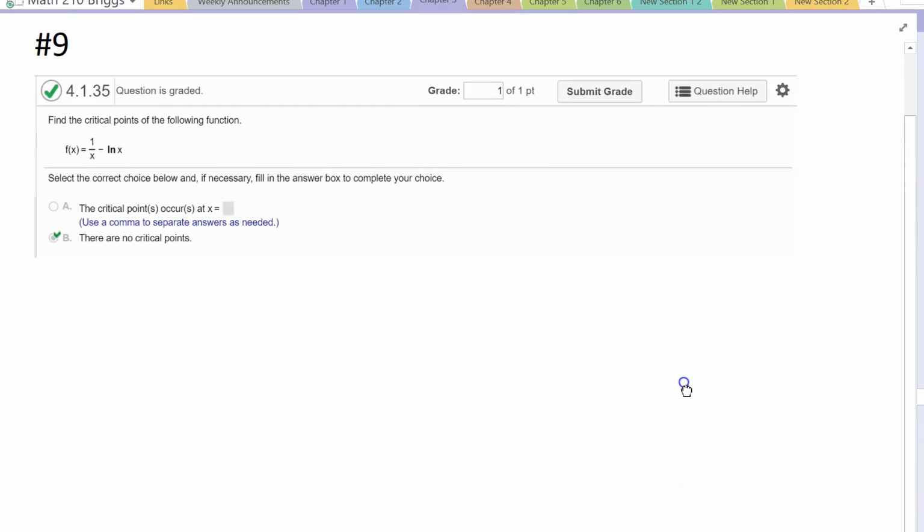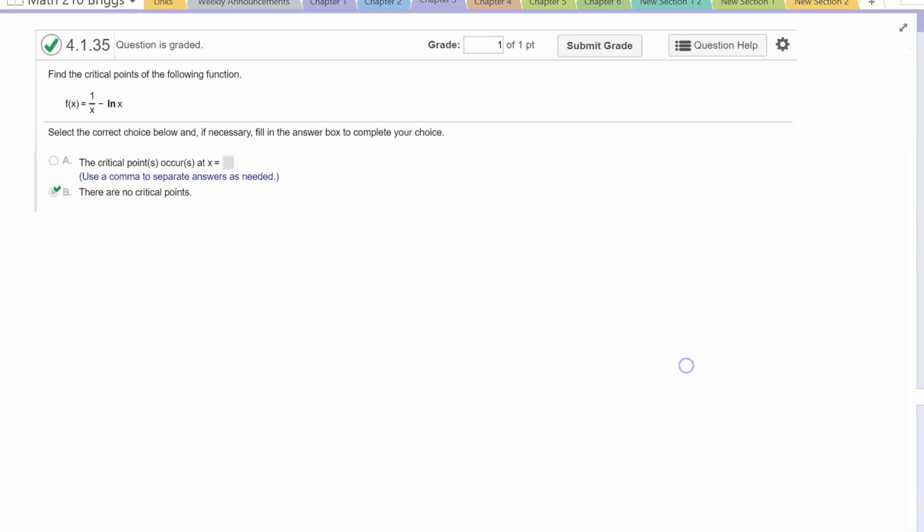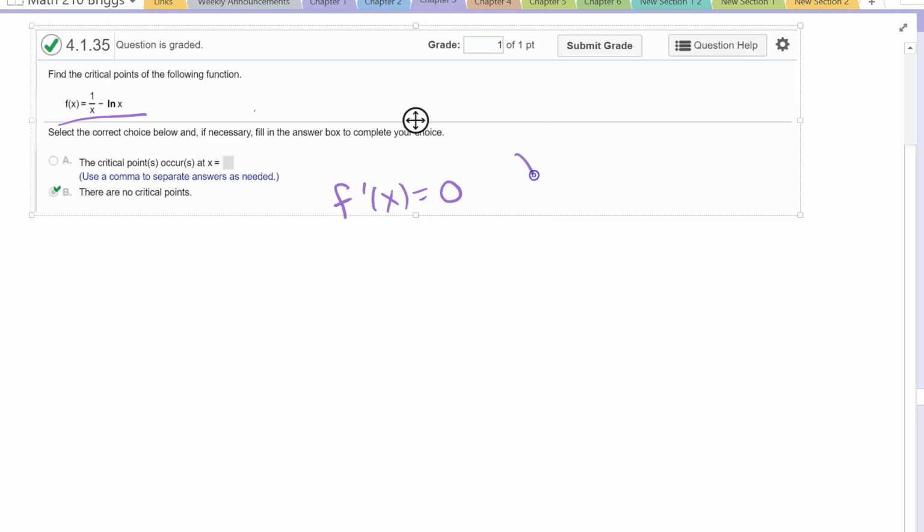Here, find the critical points. We're looking at 4.1. Critical points are when the derivative of the function equals 0 or is undefined, in the domain. If you talk about the domain of this function, you cannot take the natural log of a negative number, and you can't take the natural log of 0. So here x is in the domain 0 to infinity. We're only going to look at the values where the original function can exist.